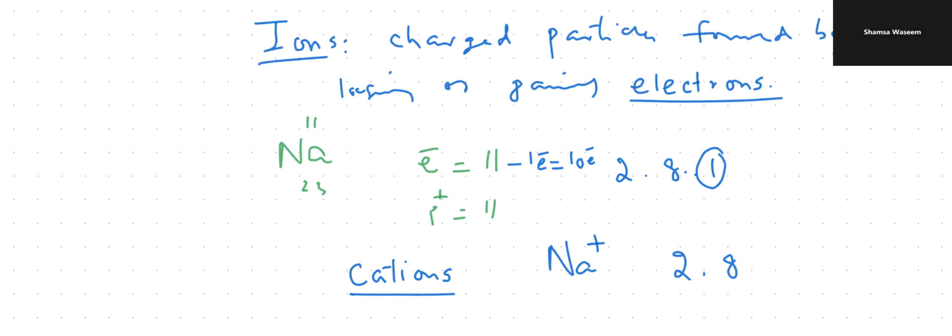So the proton number of oxygen is 8 and mass number is 16. If I have to write down its electronic configuration, it's going to be 2.6. Valence electrons of oxygen are 6, so it's in group 6 and it's going to be in period 2. How many electrons are there? There are 8 electrons. How many protons are there? There are 8 protons. How many neutrons are there? There are going to be 8.